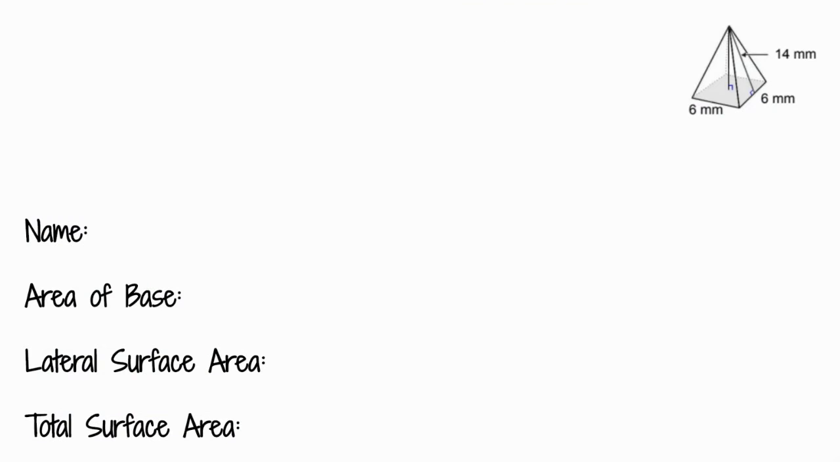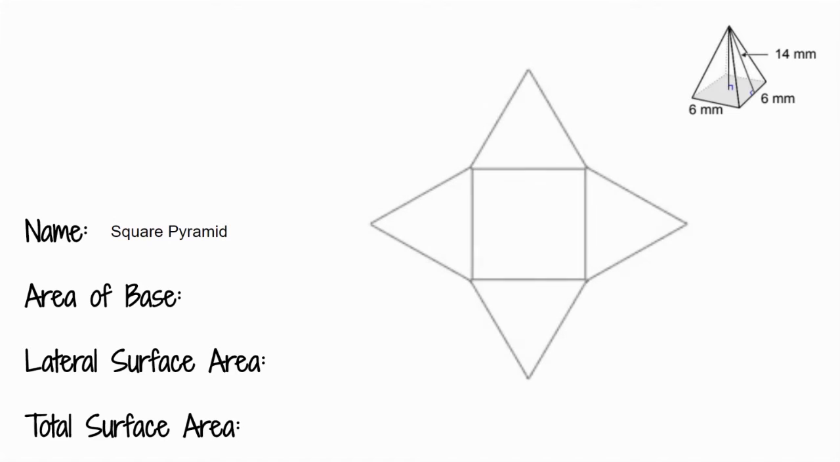So for example, we have this square pyramid. It's a square pyramid because the base is a square, and it's a pyramid because there's only one base and all the faces are triangular and meet at a point. The way we're going to think about this is we are going to draw the net and I'll label it with the dimensions. So the base is 6 by 6. The height of the triangular faces is 14 with a base of 6.